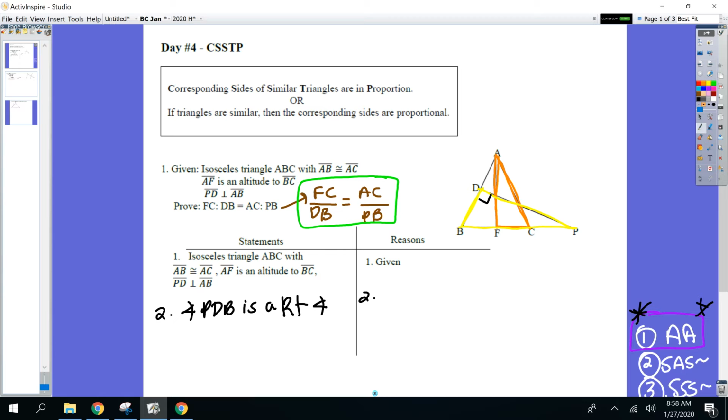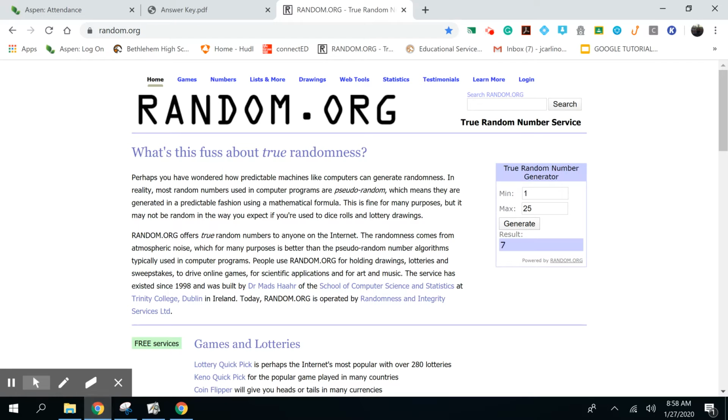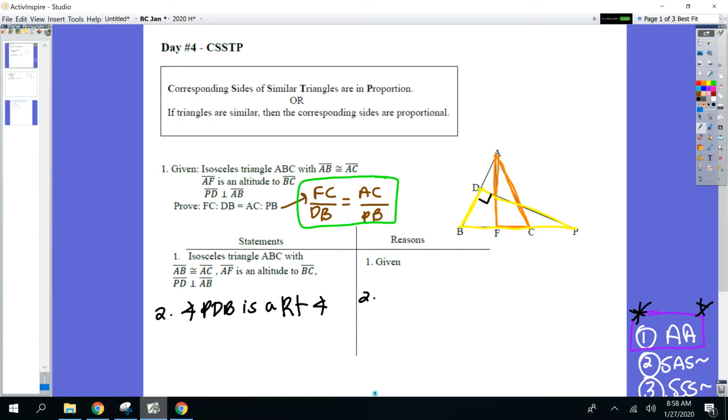That's going to be a different reason from the other right angle, though. So why is that one in particular a right angle? How do we know to put that there? Perpendicular, yep, perpendicular lines form right angles.